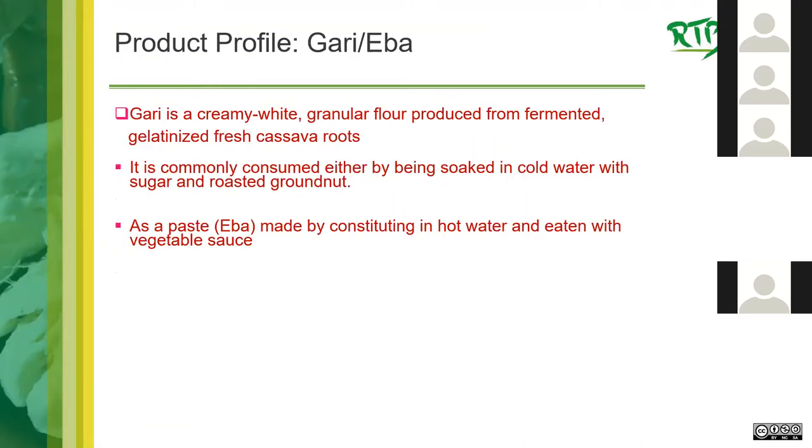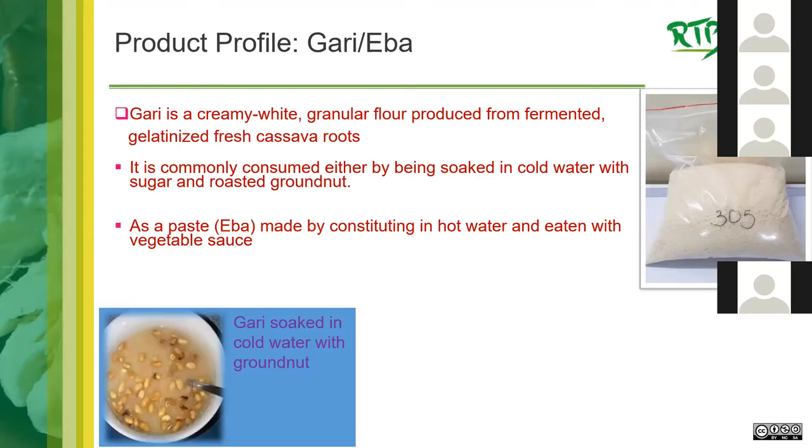Gari is a creamy white product. It's a granular flour, which is produced from fermented gelatinized fresh cassava root. And the Gari itself can be consumed in two forms. You either soak it in water and take it with sugar and roasted groundnut, or you put it in hot water to form a dough, which is called Eba. And this is eaten with different sauces. It can be vegetables, it can be fish, or it can be meat, beef.